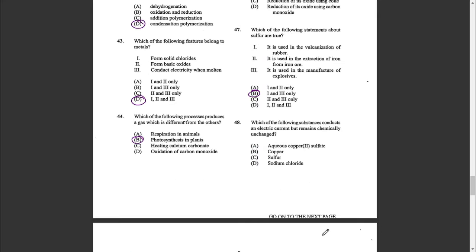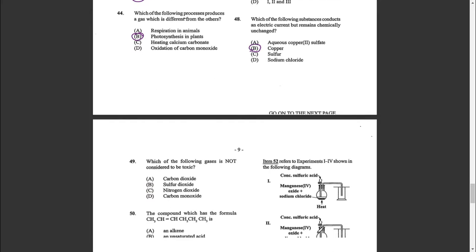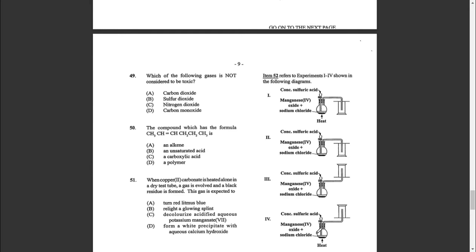48. Which of the following substances conducts an electric current but remains chemically unchanged? I've said before, copper wire is used in your electrical devices to charge your phone and so forth, and the mere fact that you can use it again indicates that the copper remained as it is. So it's B. 49. Which of the following gases is not considered to be toxic? And it's carbon dioxide.